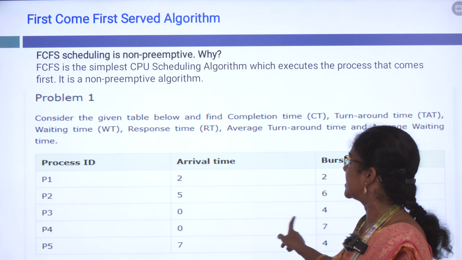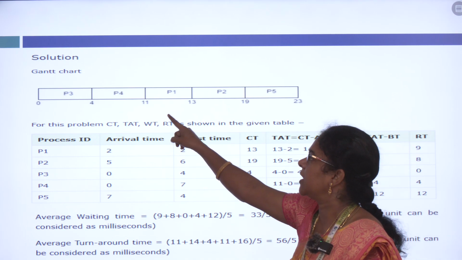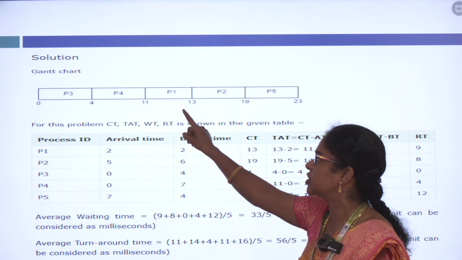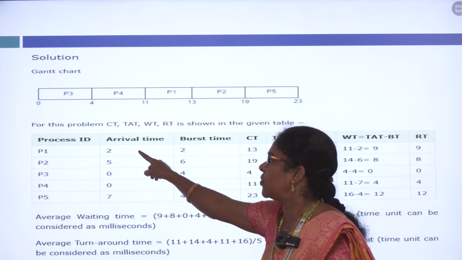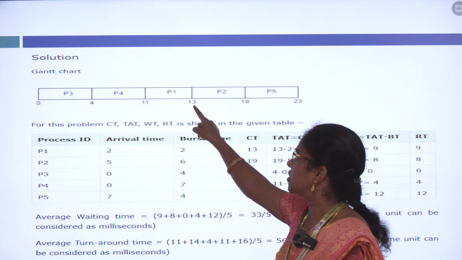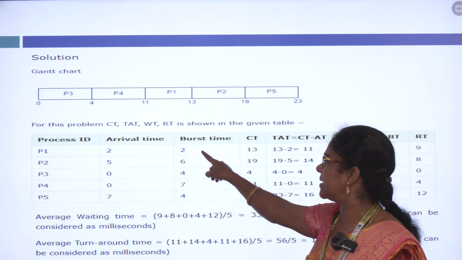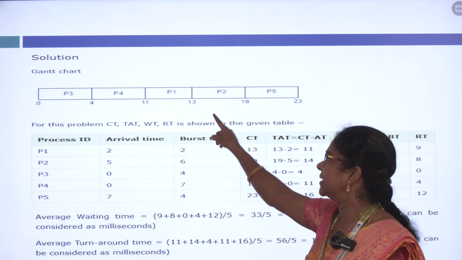So 4 plus 7 is 11. So P4's completion time is 11. This is the completion time. Next process is P1, because P1's arrival time is 2. So what is the burst time? 2. So 11 plus 2 is 13.